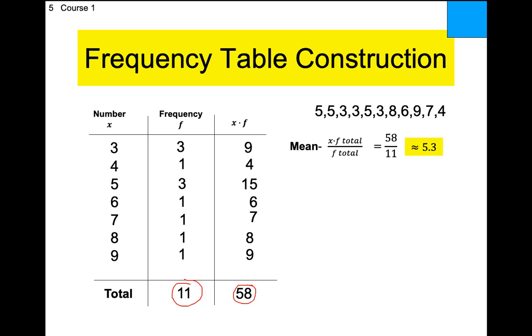You just make notes to yourself. Hey, divide these two numbers. That's the mean. Remember, the mean is all the numbers added together divided by how many numbers? Well, all the numbers added together was 58, and there are 11 numbers. So 58 divided by 11.